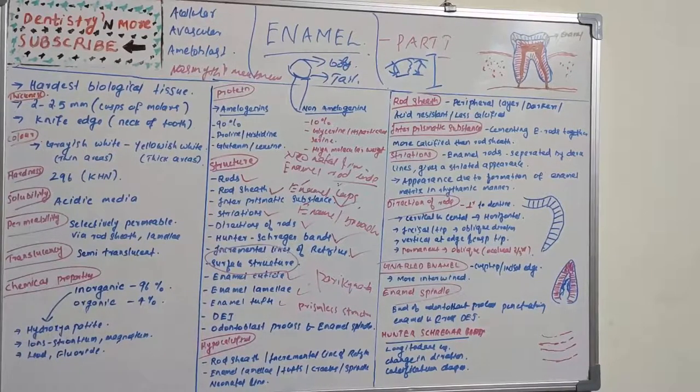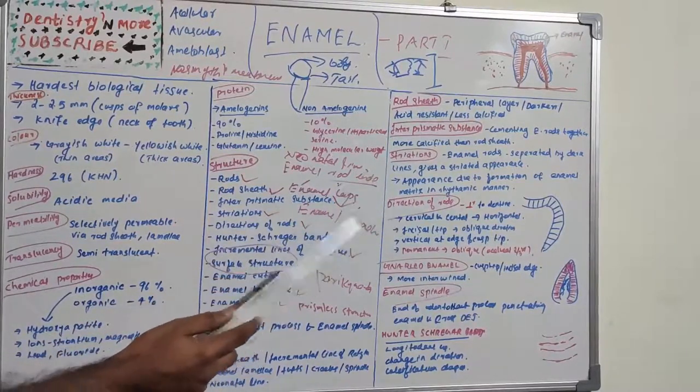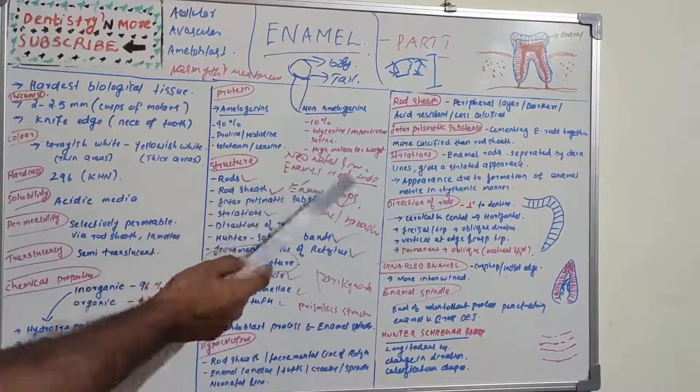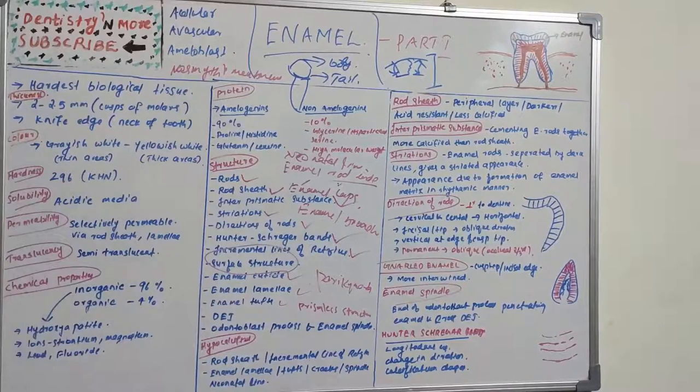So these are all short notes: enamel cuticle, Hunter-Schreger bands, incremental lines of Retzius, perikymata, enamel rods, Nasmyth's membrane.